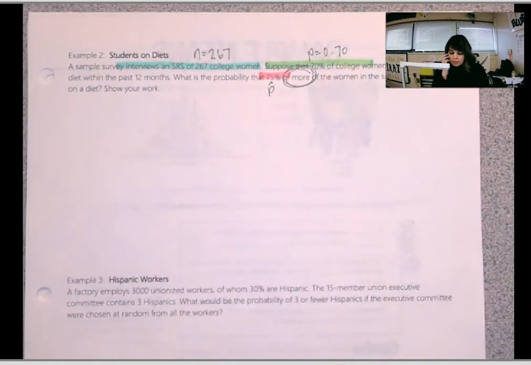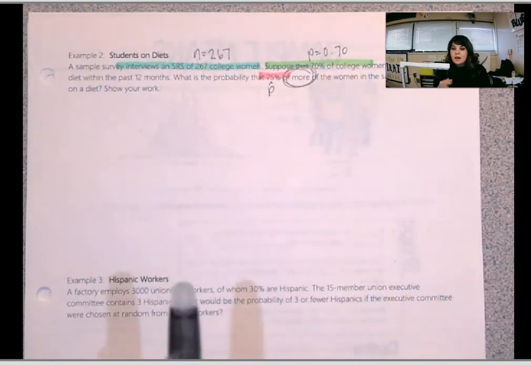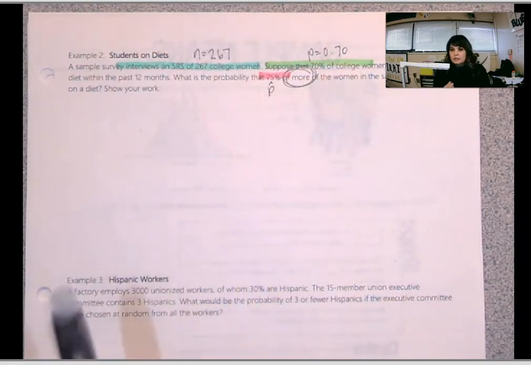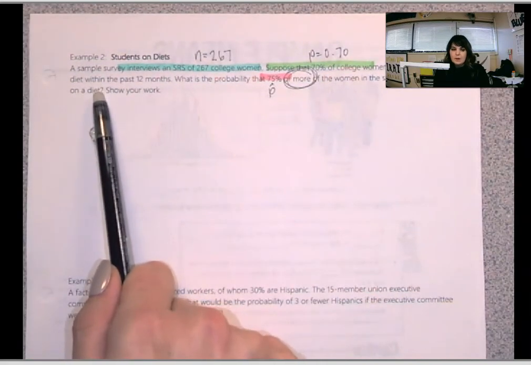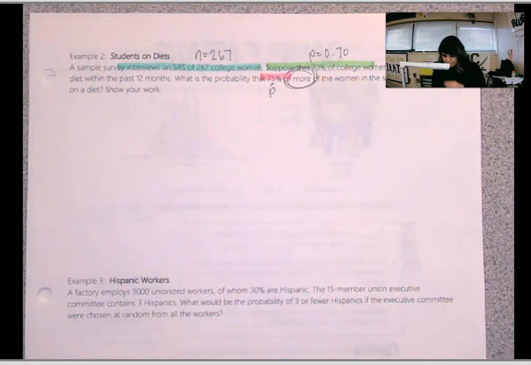What is the probability that 75% of the women in the sample have been on a diet? And that really should say in the past 12 months. I included that on the quiz because I realized here that it should have said in the past 12 months. Show your work.